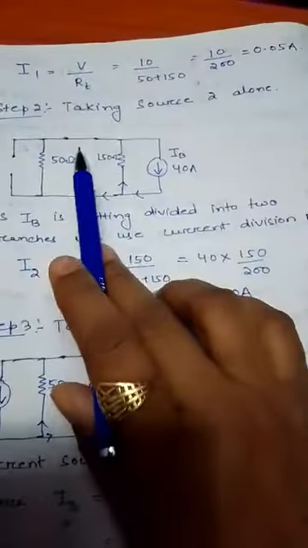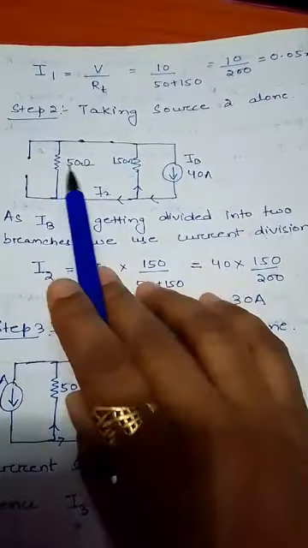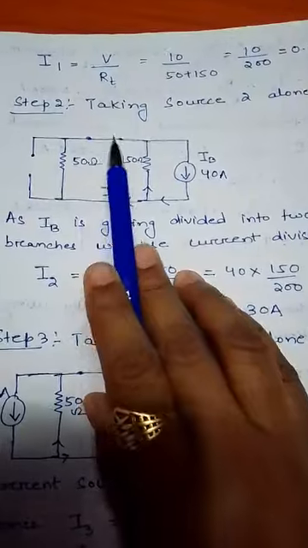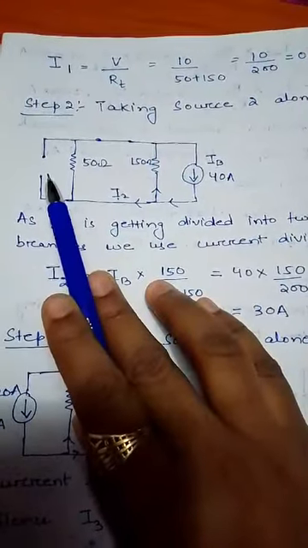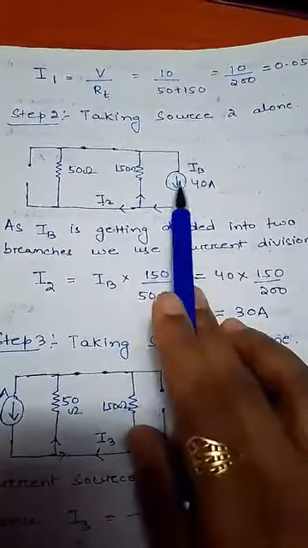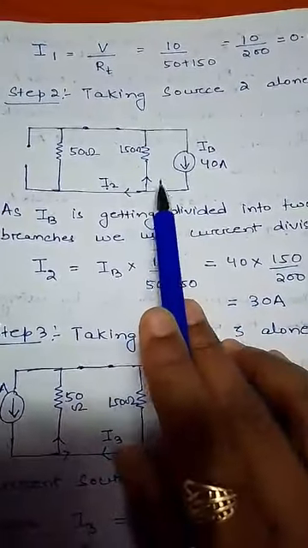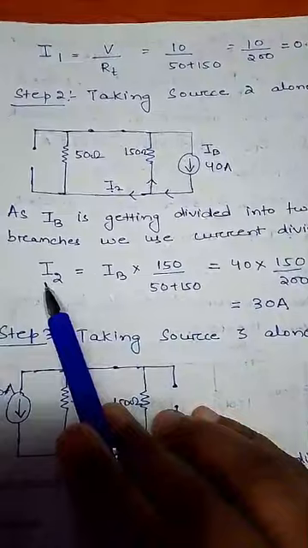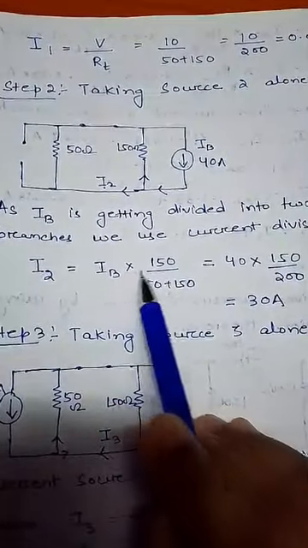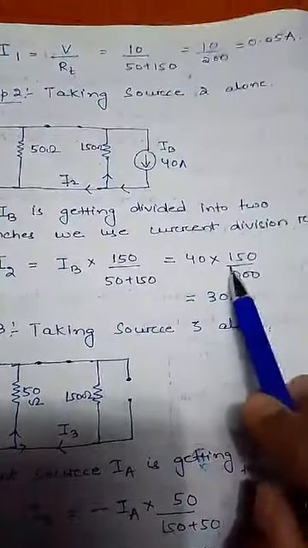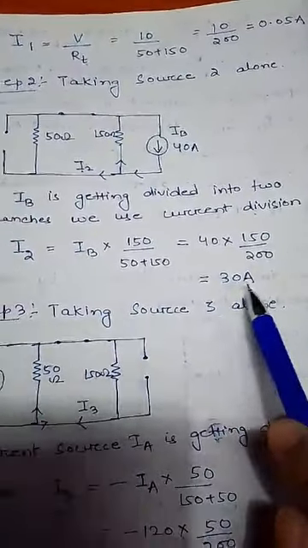Now step 2: we will take the second source alone, that is IB, 40 ampere. We make the voltage source shorted and the first current source open circuited. Now this current IB is divided in these two branches, so we will use the current division formula. I2 is equal to the total current IB into the opposite branch resistance by total resistance. So 40 into 150 by 200 gives 30 ampere.